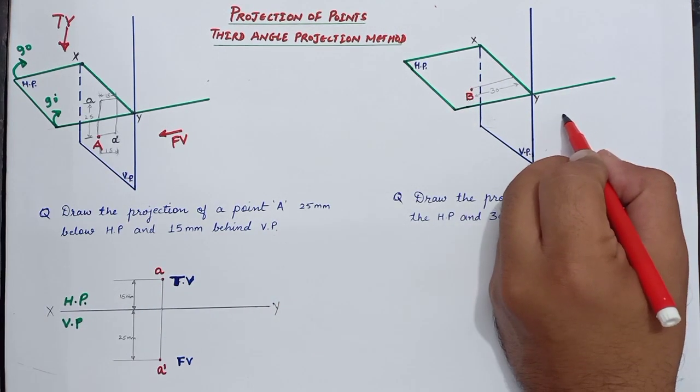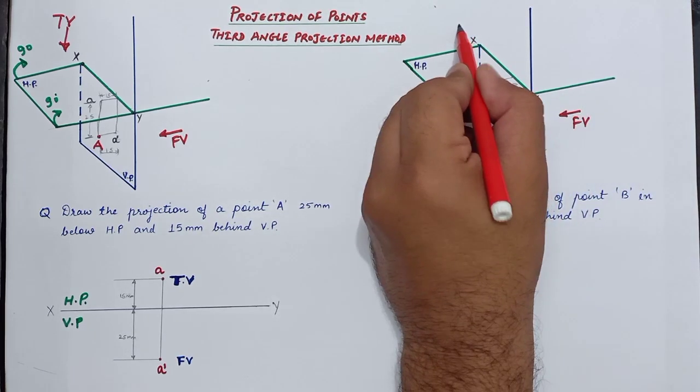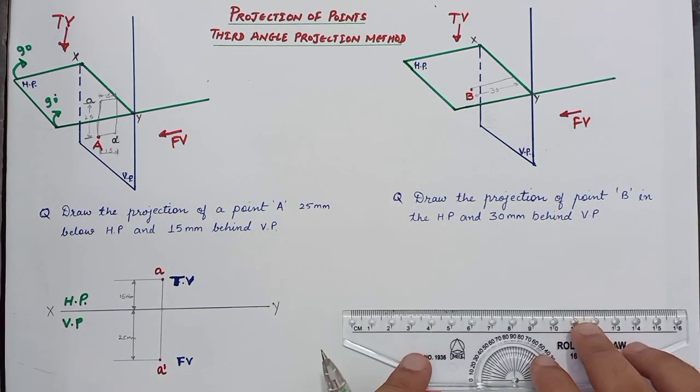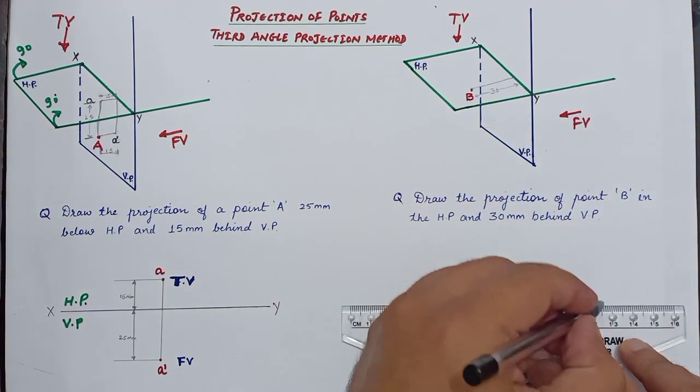So the observer views from front view and top view. First we draw the XY line for the orthographic view.